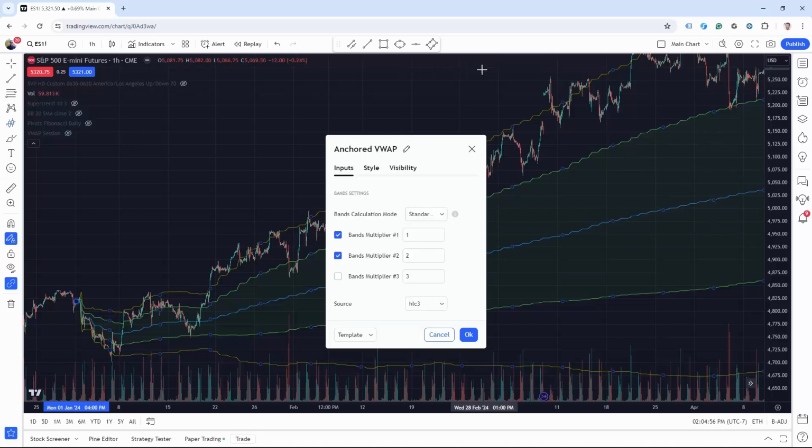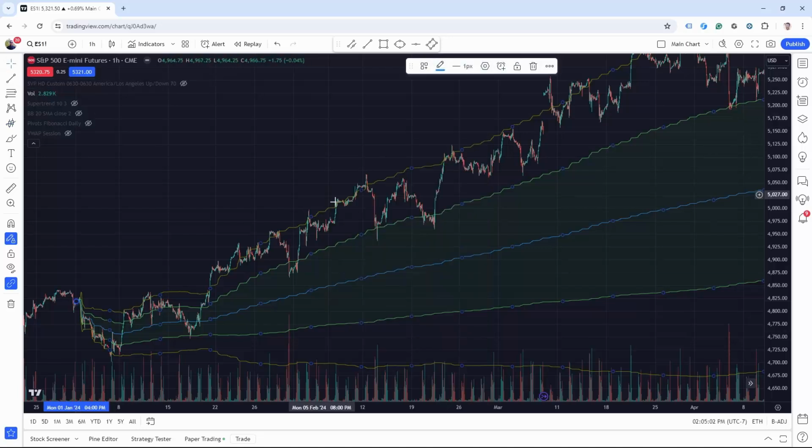I've already gone into settings and added a second band. You can always add another if you'd like. Immediately, we can see that since early February, the S&P Mini futures have traded back and forth between the upper 1 and 2 bands. Anytime it's dipped below it, it's been bought back up and reached the upper band.